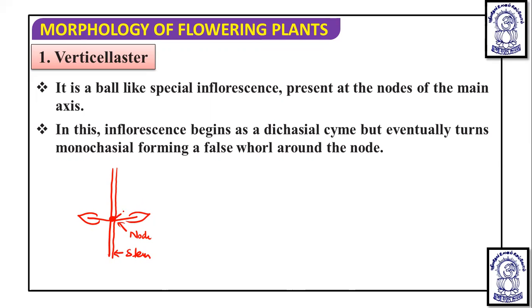Means here you will see the particular inflorescence which terminates into a flower, and then this is also going to terminate into two flowers, or two branches are going to originate. So it is a dicasial cyme. Here also it forms two branches, so it is a dicasial cyme. But this dicasial cyme is followed by a monochasial cyme, and that is scorpioid, like this.